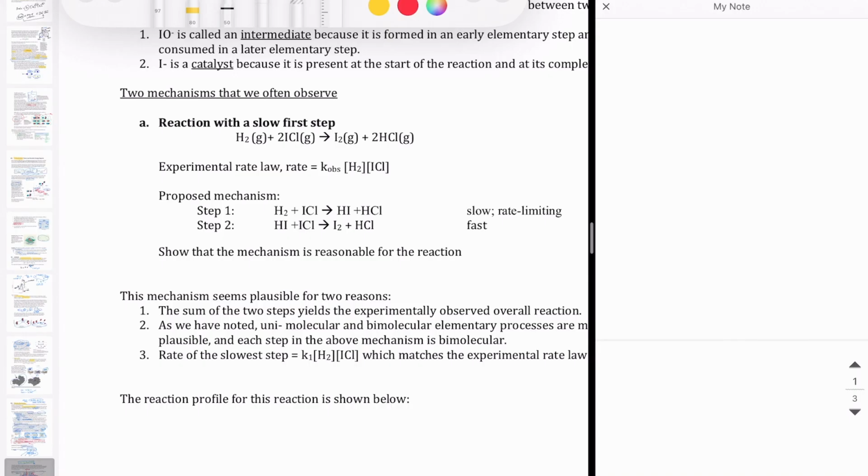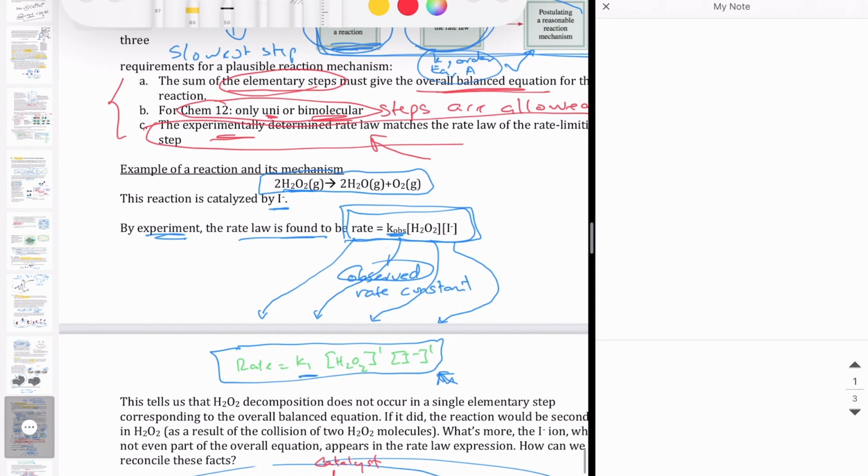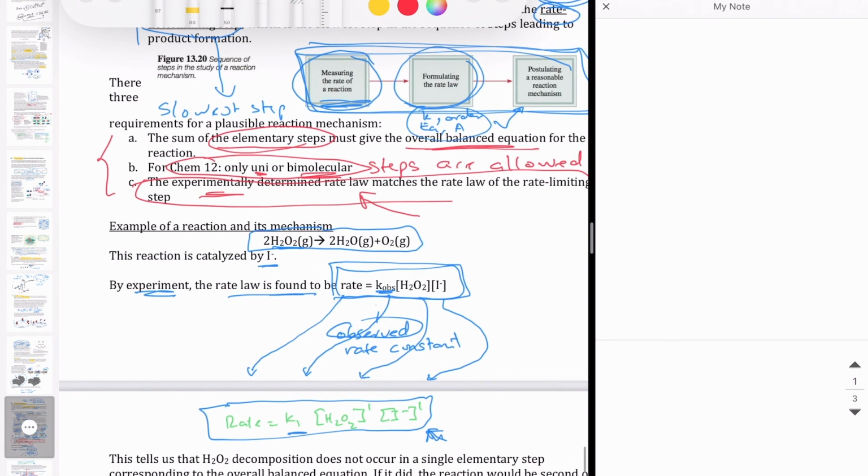Okay, so now I want to go through a couple of examples to show you how we actually analyze whether a mechanism that is given to you is reasonable or not. And as a reminder, we have three criteria to analyze this, which is the one shown here in red, right?